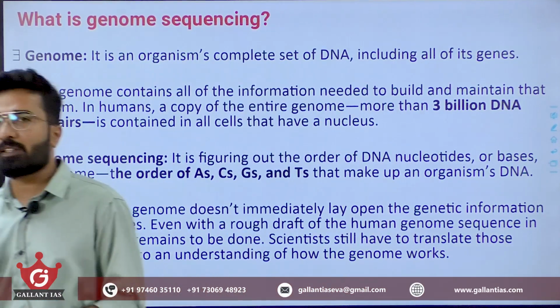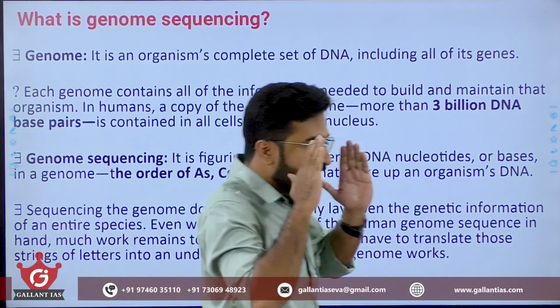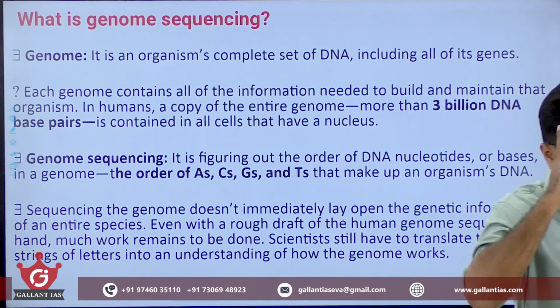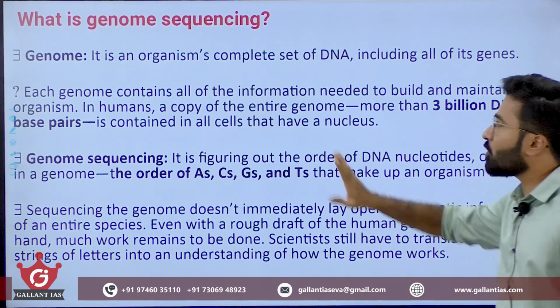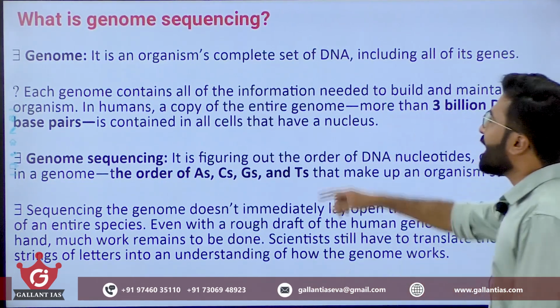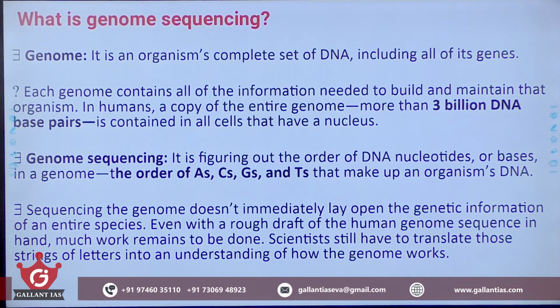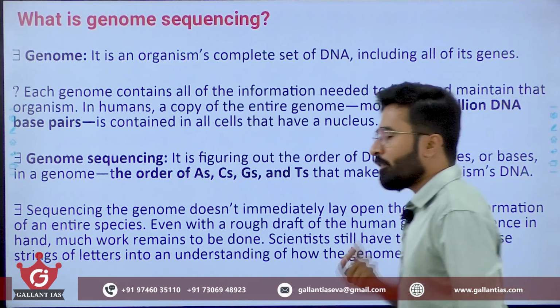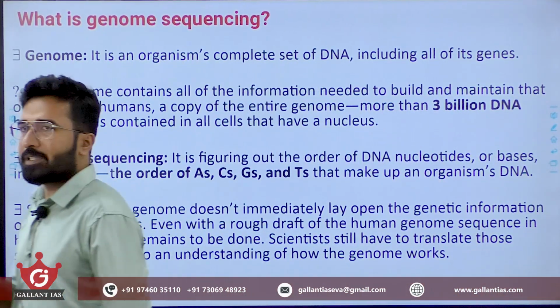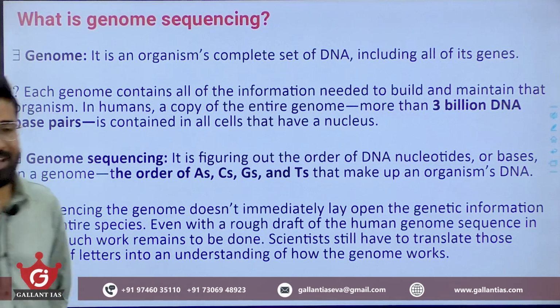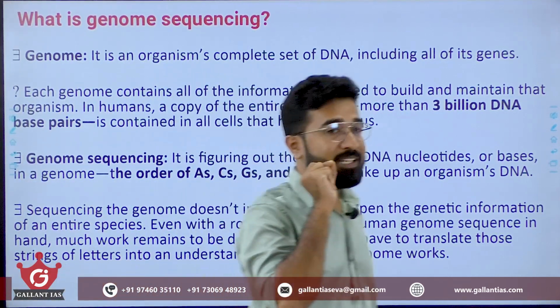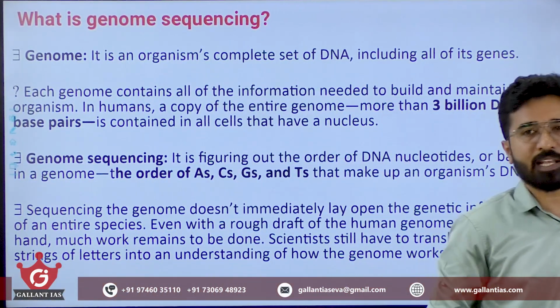Every cell will have the same set of DNA, and the entire set of DNA in total of our lakhs of cells is called the genome. Each genome contains all the information needed to build and maintain that organism. We said that if we obtain one hair from Hitler's body, we can recreate that person.